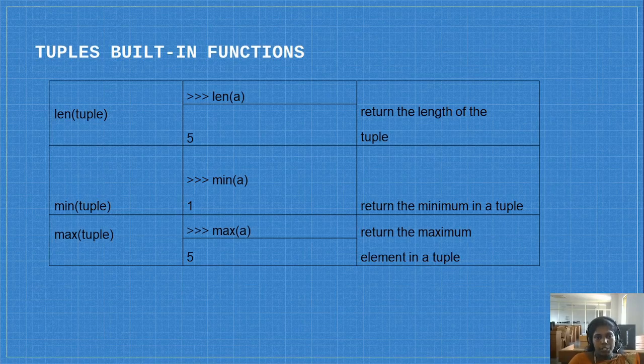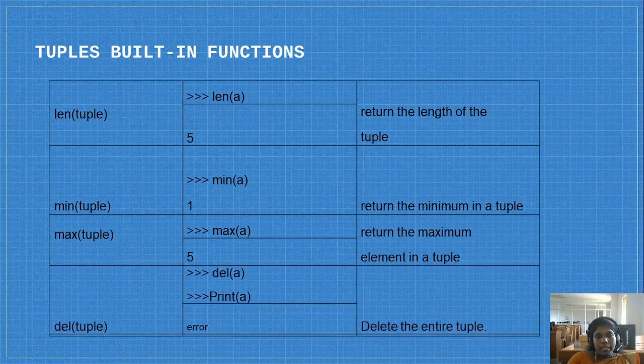Similarly, we have the function max. Within it we write the tuple name. So within the tuple A, whatever the biggest number is, it returns that biggest number. The next function is del, for deleting the tuple. If I write del(A), then it deletes the entire tuple. Not only the tuple, it removes the total memory space allotted for that tuple. So it removes it entirely.